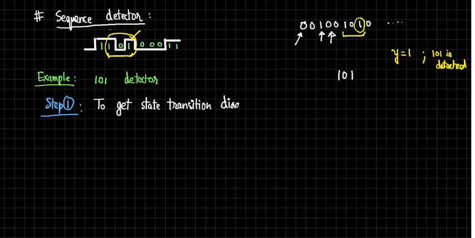But nothing has been specified, right? I mean, how many flip-flops would there be? How many states would there be? See, it has been said that we have to detect 101, okay? So possibly there are only three states. Initially it will be 1, after that it will be 0, and after that it will be 1.